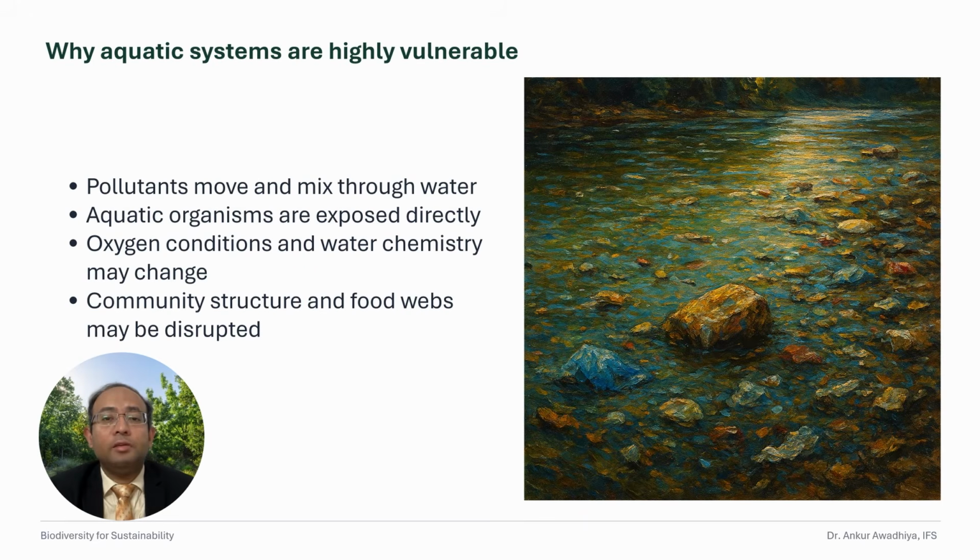Water carries pollutants through entire habitats rather than keeping them contained. Fish, amphibians, aquatic plants, invertebrates, and microbes are all exposed directly and often continuously. The image of trash in a river helps show how pollutants spread through the aquatic habitats and remain in direct contact with many organisms. Pollution also reduces dissolved oxygen levels, changes pH, increases turbidity, and introduces toxic substances.